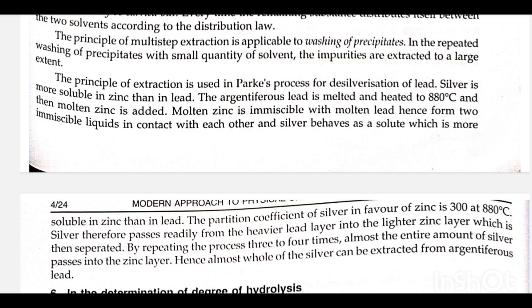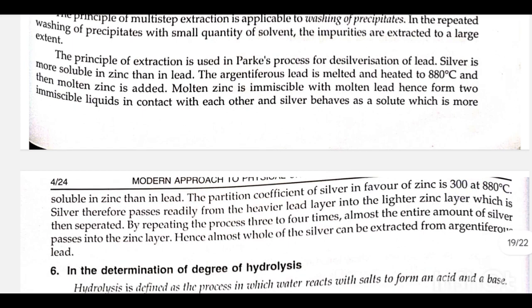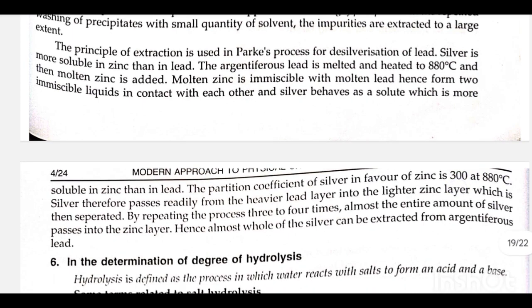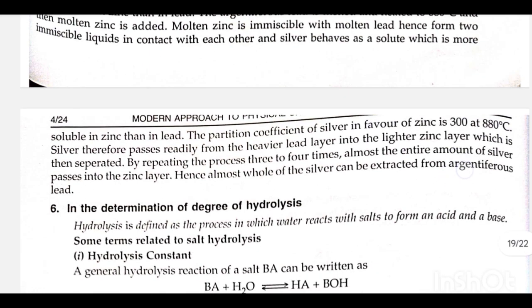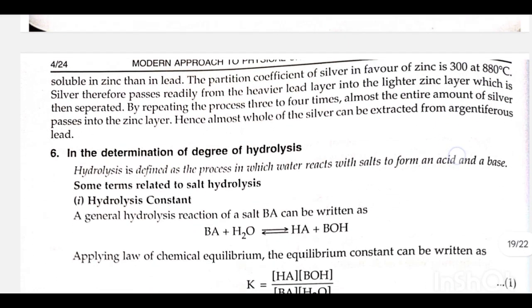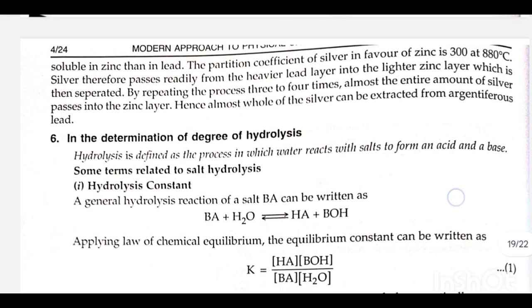The principle of extraction is used in Parke's process for desilverization of lead. Silver is more soluble in zinc than in lead. The argentiferous lead is melted and heated to 880 degrees Celsius and then molten zinc is added. Molten zinc is immiscible with molten lead, hence they form two immiscible liquids in contact with each other, and silver behaves as a solute which is more soluble in zinc than in lead. The partition coefficient of silver in favor of zinc is 300 at 880 degrees Celsius.